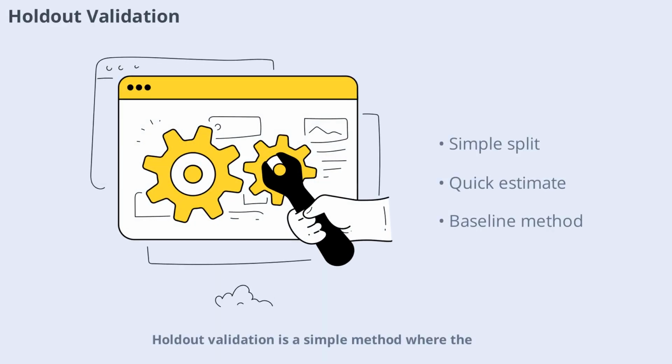Holdout validation is a simple method where the dataset is split into training and testing sets. The model is trained on one part and evaluated on the other. This approach provides a quick estimate of model performance but can be sensitive to how the data is split. It's often used as a baseline before applying more advanced validation techniques like cross-validation.